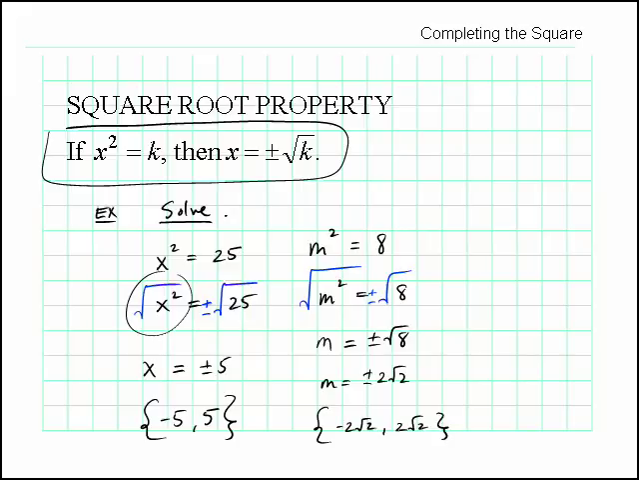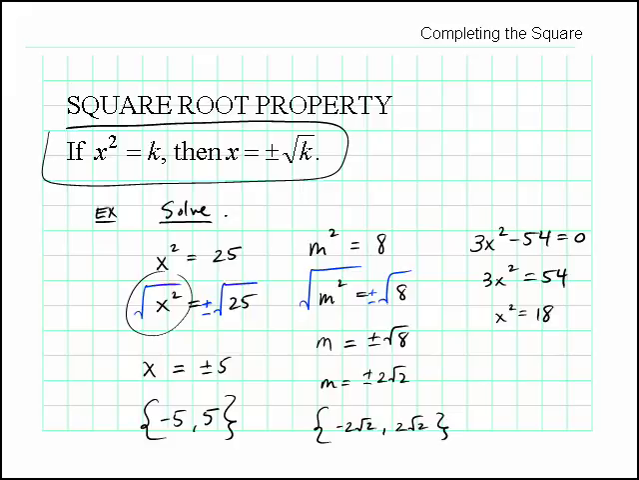Here's another one. 3x squared minus 54 equals 0. I'm going to move the 54 over to the right side. And then I'm going to divide by 3. And 54 divided by 3 is 18. 18, that's right.